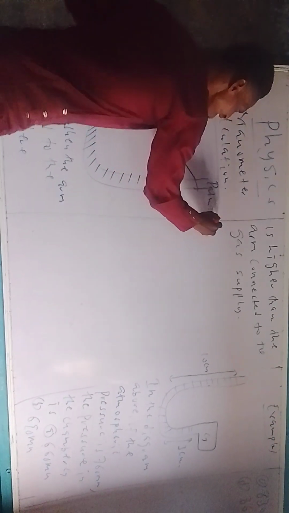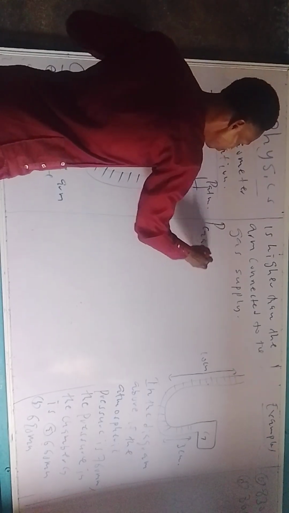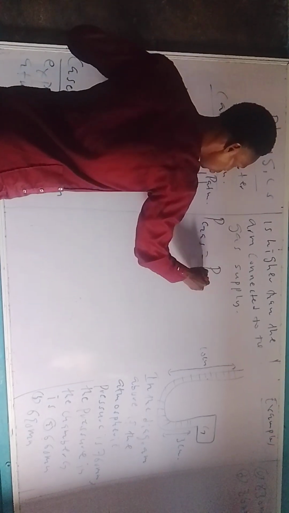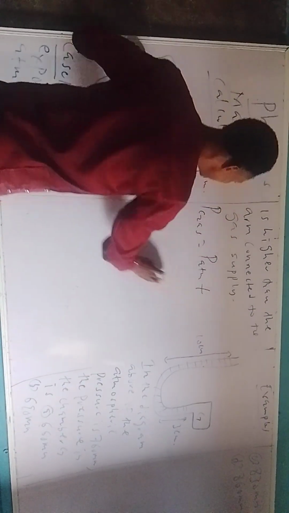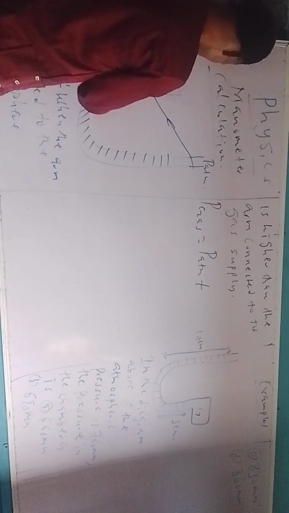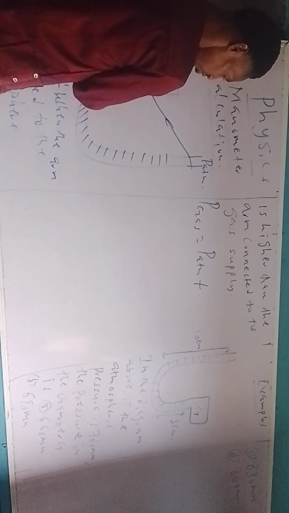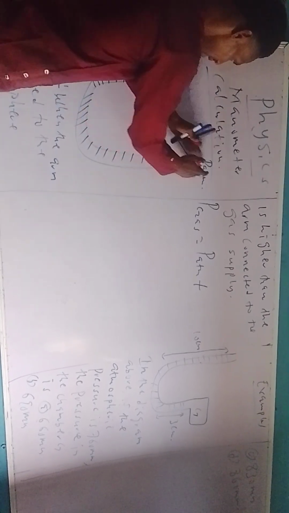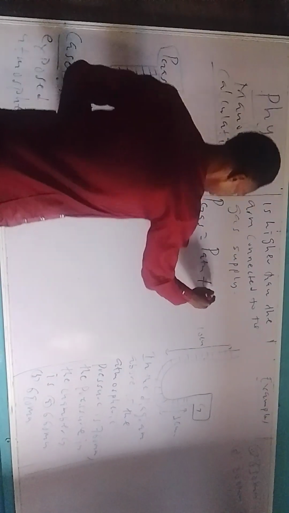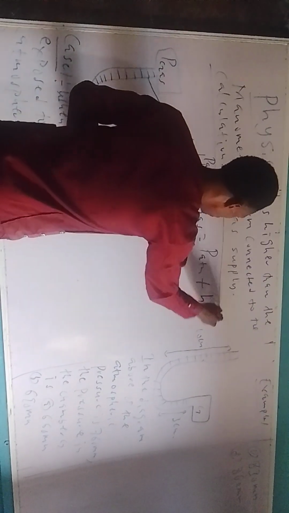That is now our gas pressure, PG, equals atmospheric pressure, because it is increasing, plus. So it becomes plus. I'm going to use the difference between the height of the gas arm and the height here, that is h. So this is the formula we're going to use.